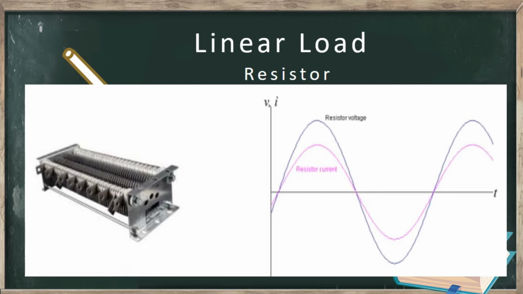What is a linear load? A linear load is when a sine wave voltage is connected to a load of a linear element. The current will always be a sine wave of the same frequency. As you can see, there are three types of linear load, which are resistor, capacitor and inductor. For the resistor, the current and the voltage will always finish one cycle together.